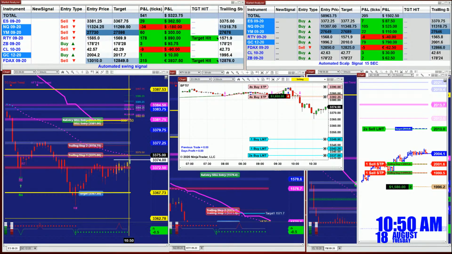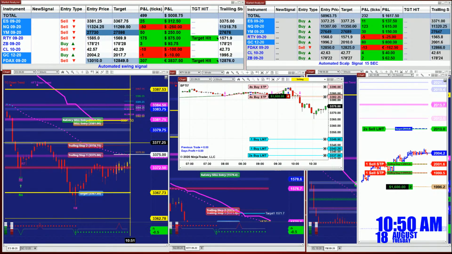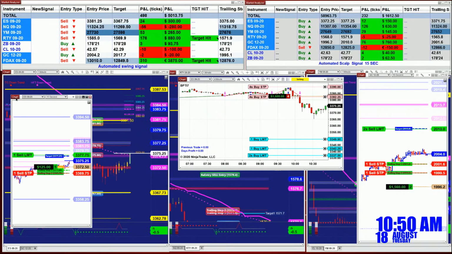It's not going to make it above the 33.75. Even if it breaks the 33.75, it's going to have a problem at 33.77. So there is no long. There is no long, gentlemen. Here is your scalper on the ES.